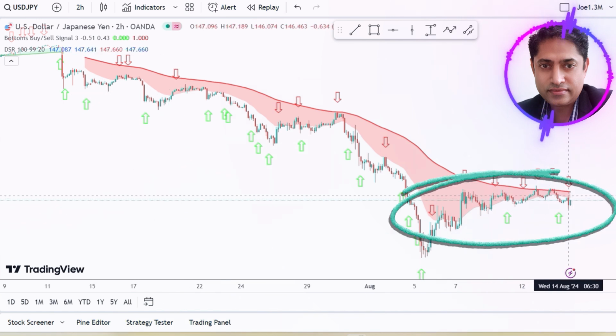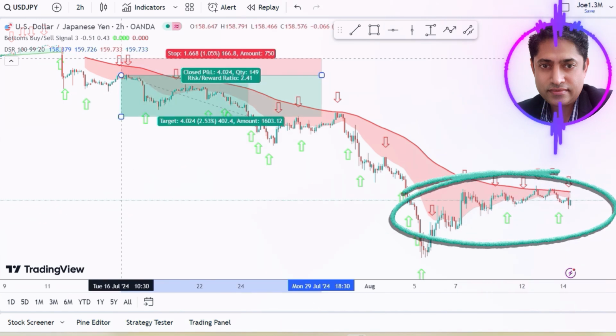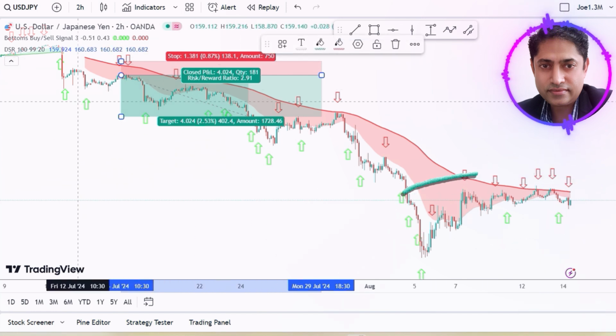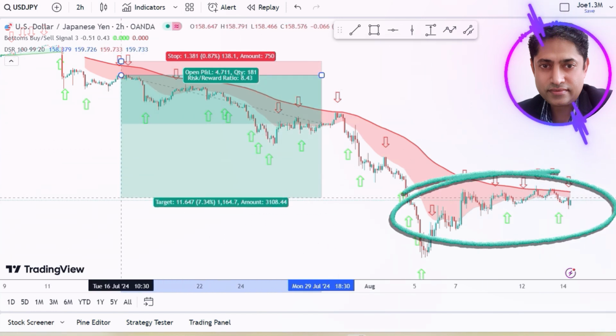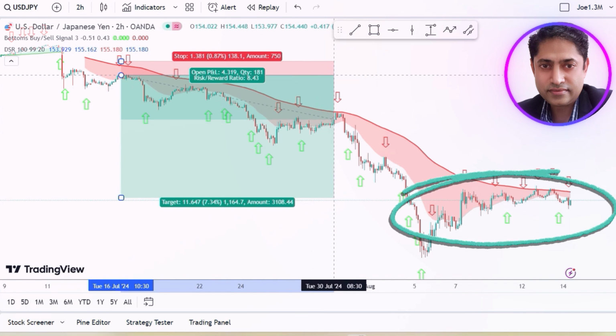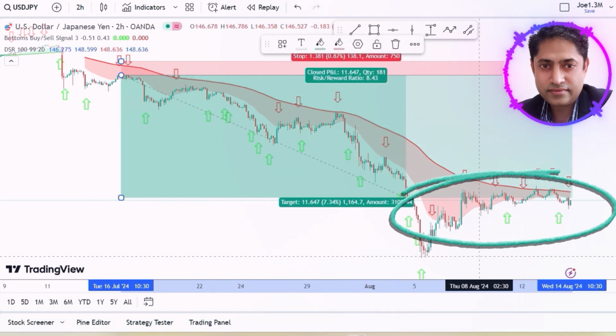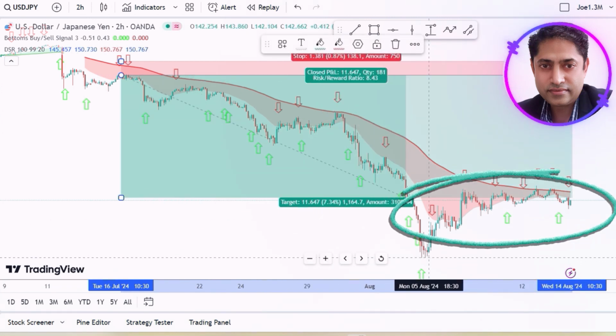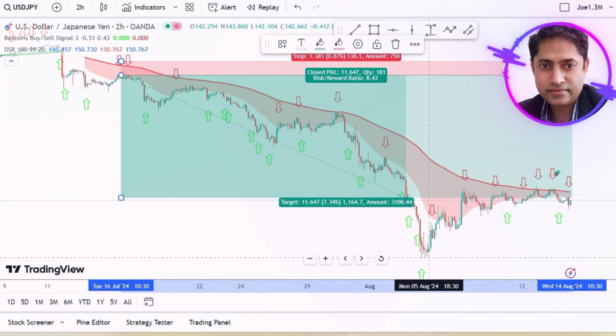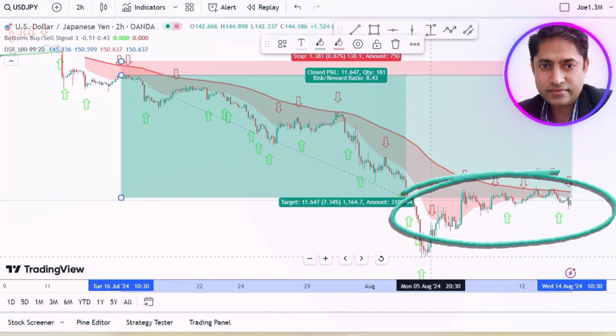Now, if you look at this, you have taken a position here and currently the market is at this level over here. Although it went down till 141.71, still your risk to reward ratio right now is 1 is to 8.43. That is, you invested 1% and you're getting 8% profit.